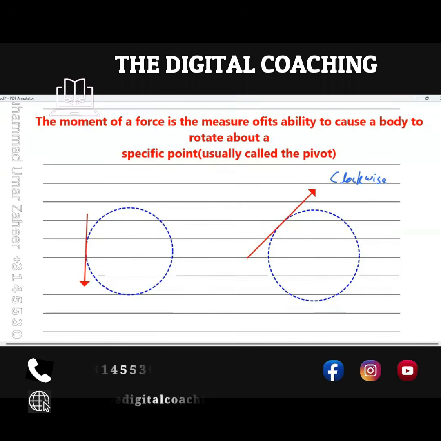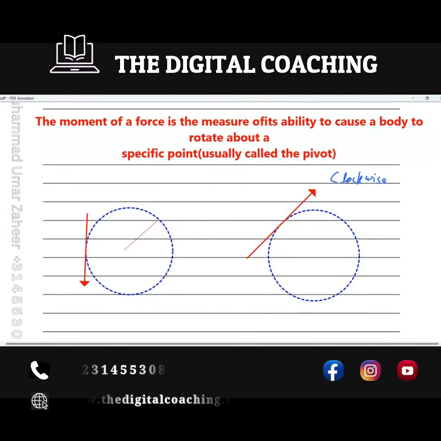Now, what is the effect that you will get on the body? It is going to depend upon the perpendicular distance from the pivot, or the center of rotation, where the body is going to be rotating. So let's say this is the center of rotation about which the body is going to be rotating. All right, and at this place you are applying the force. So always remember, it is always a perpendicular distance where the force is applied.